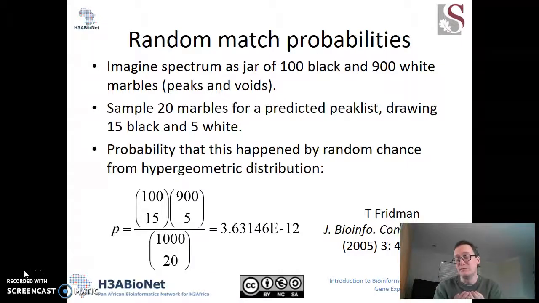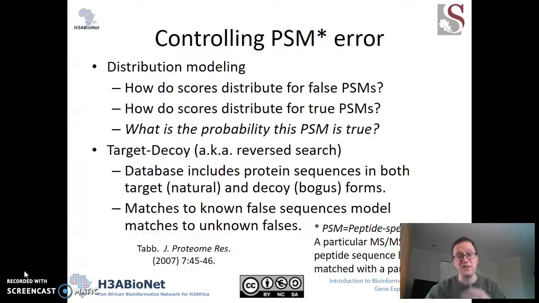So this is much more likely to be a correct hit, a correct explanation for why the spectrum looks this way than a random sequence drawn from a database. Okay, so that's a statistical approach for doing the same thing.